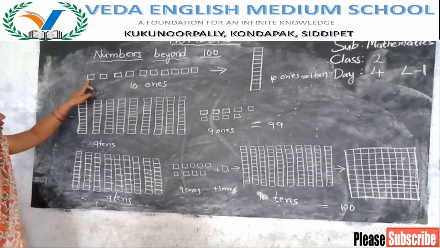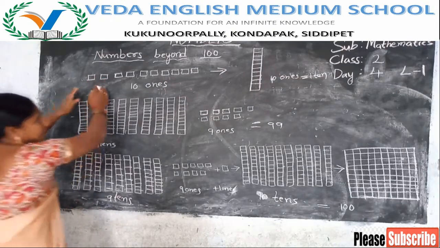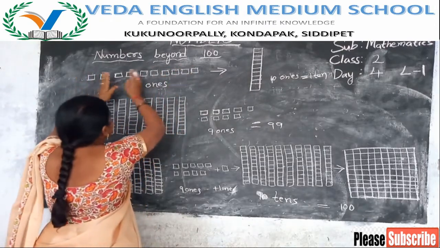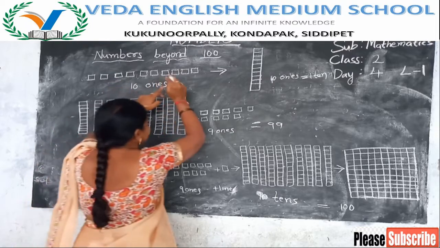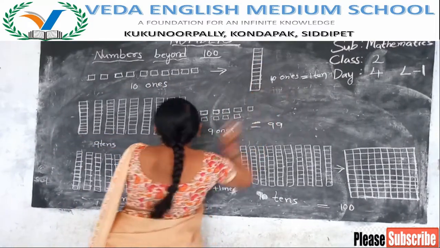Understood, Nana? Each box contains 1. 2 boxes contain 2 ones. Like that, totally 10 boxes given. 10 boxes contain 10 ones. 10 ones make a 10. This one sheet contains 10.